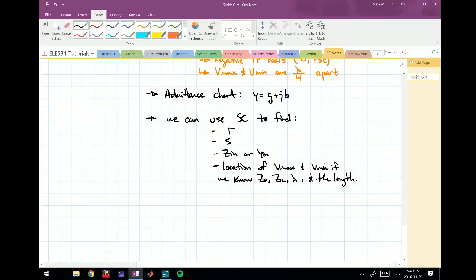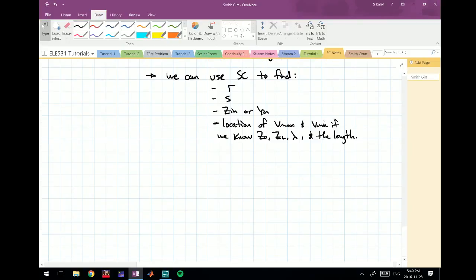So it's actually funny, the guy who invented this thing, it was in the 30s. His name was Philip Smith, Philip H. Smith to be precise. And he actually called this thing the transmission line calculator when he wrote the paper. And so if you actually read the paper, he calls it a transmission line calculator, which is essentially exactly what it is.